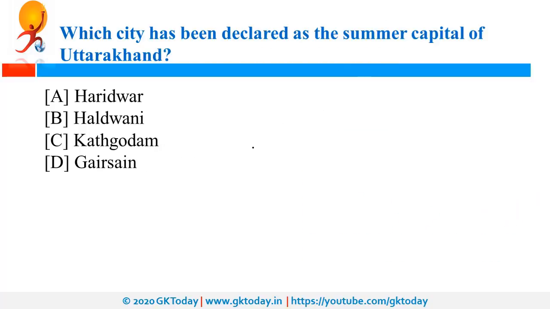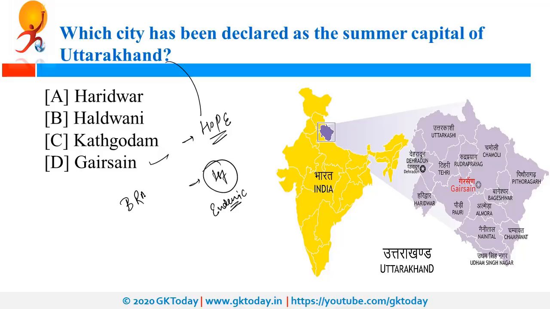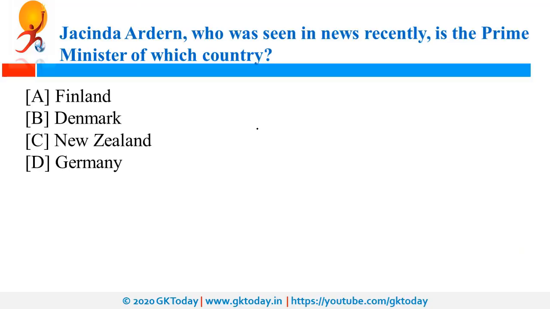Which city has been declared as the summer capital of Uttarakhand? So Garsen has been declared as the summer capital. Now Uttarakhand was also in news because of the Hope Initiative. Answer in the comment box what is this Hope Initiative of the Uttarakhand government? Uttarakhand was also in news as it became the first state in our country to release a report on conservation of endemic species of plants. The governor of Uttarakhand is Baby Rani Maurya, and recently she gave approval for this new capital Garsen, and this is in Chamoli district of Uttarakhand. So this Garsen has been declared as the summer capital.